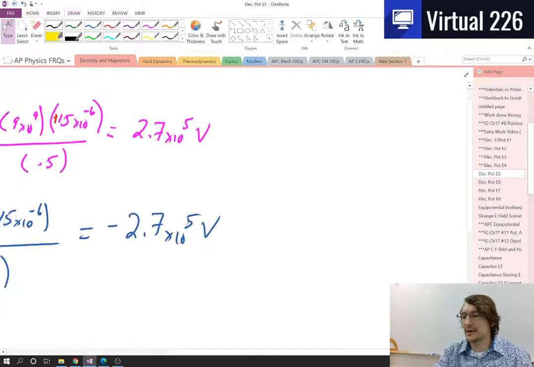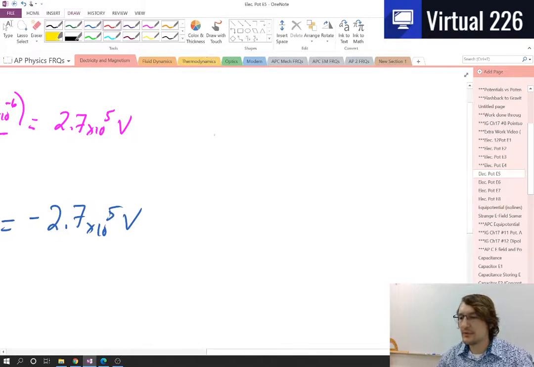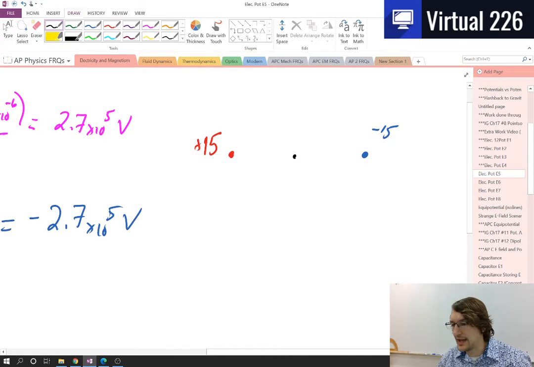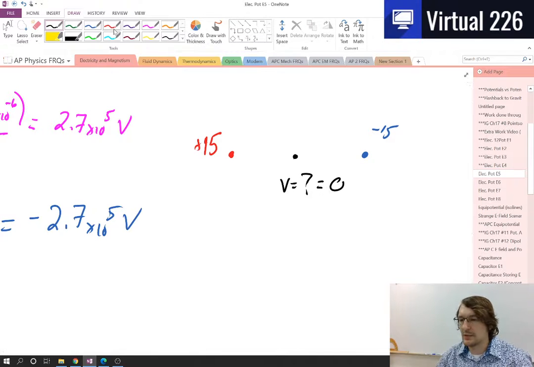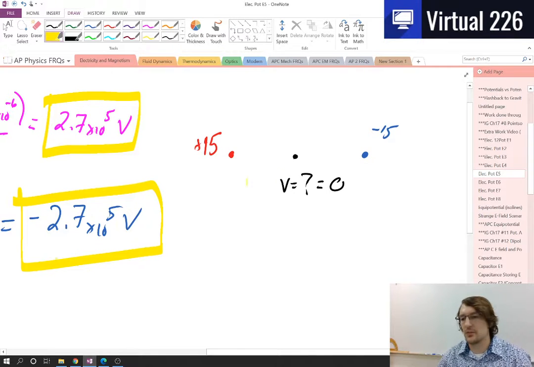And a kind of neat thing about this is if we had this positive 15 microcoulomb charge and we had a negative 15 microcoulomb charge, and we wanted the potential directly between them, what would it be? Well, it would be 0. It would be positive from the first one, and then we'd add it to the negative of the second one. It would be a 0 potential right there.